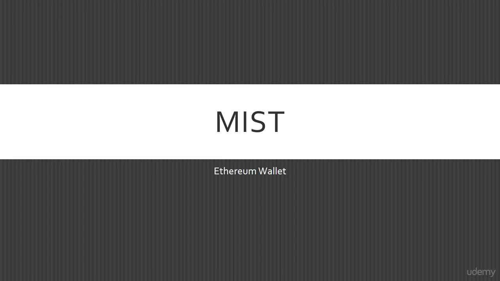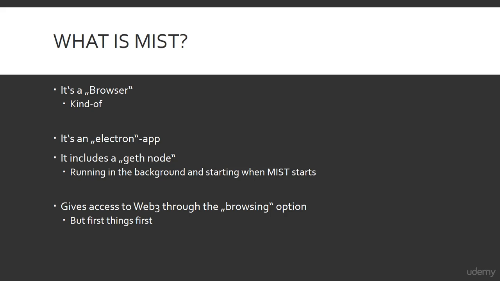Let's have a look together at what Mist and the Ethereum wallet are. Mist is kind of a browser. It's actually an Electron app, which means it's an HTML and JavaScript app. If you start Mist, it includes a whole Geth node that is running in the background. Geth starts as soon as you start Mist, but you don't see it. Mist gives access to Web3 through the browsing option, but let's first check out a few other things.